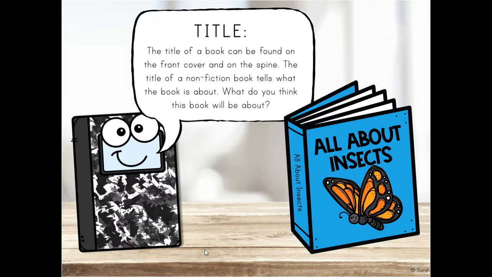The title. The title of a book can be found on the front cover and on the spine. The title of a nonfiction book tells what the book is about. What do you think this book will be about? There's a picture of a butterfly on the front, and it says, all about insects. This book is going to tell me all about different types of insects.